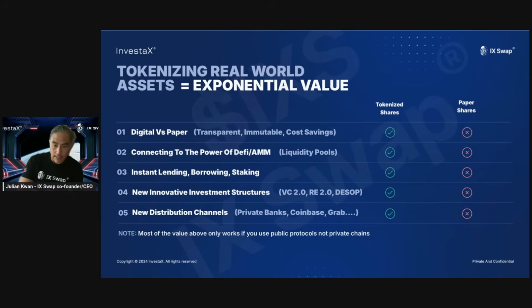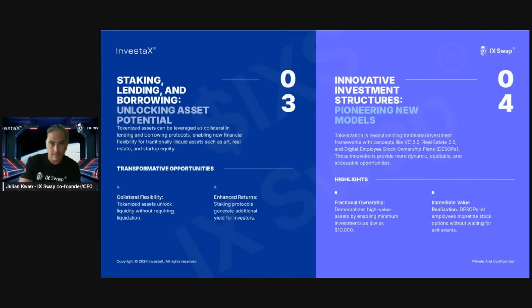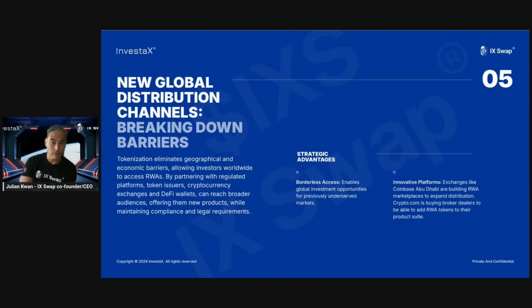So, let's kick on. Digital versus paper. I actually will give these slides out to everyone. I've talked through these one by one. But again, this is transformation. Adding multiple use cases for a particular asset obviously dramatically increases its value.